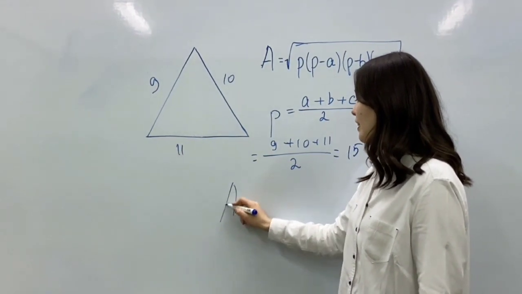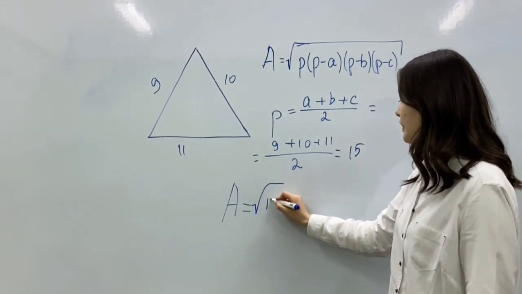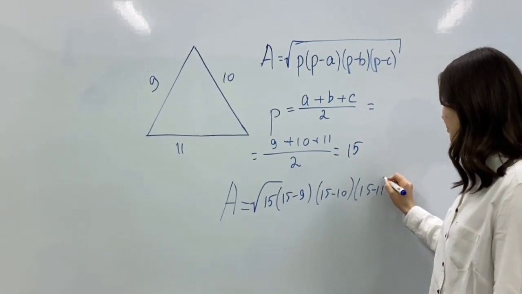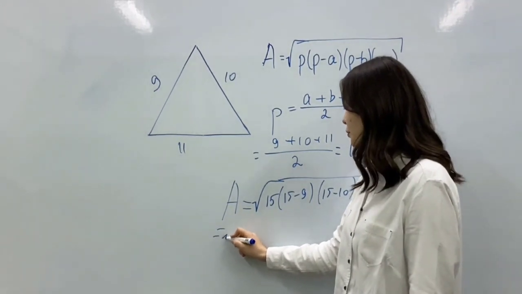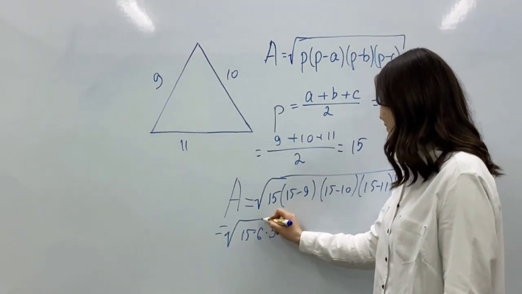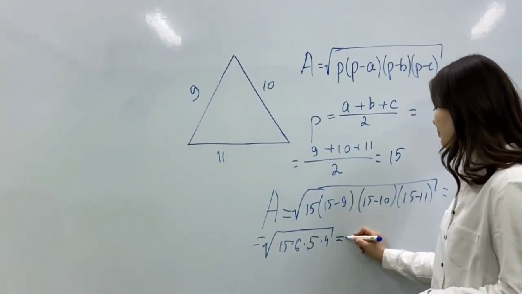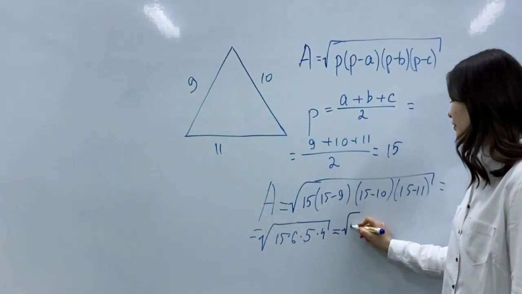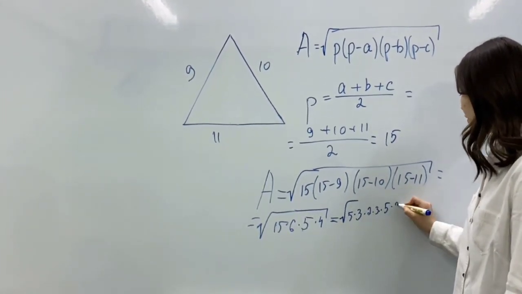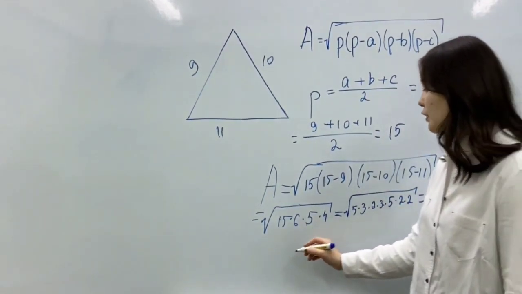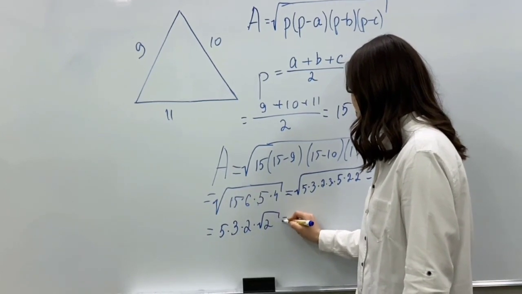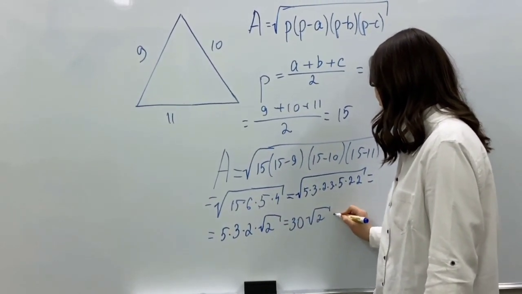Now let's use it. The area of the triangle is equal to the square root of 15 times (15 minus 9), (15 minus 10), and (15 minus 11). It will be equal to the square root of 15 multiplied by 6 multiplied by 5 multiplied by 4. So it will be equal to the square root of: 15 is the multiplication of 5 and 3, 6 is 2 and 3, 5 is 5, and 4 is 2 times 2. And this will be equal to 5 multiplied by 3 multiplied by 2 multiplied by the square root of 2. And it will be equal to 30 square root of 2 centimeters squared.